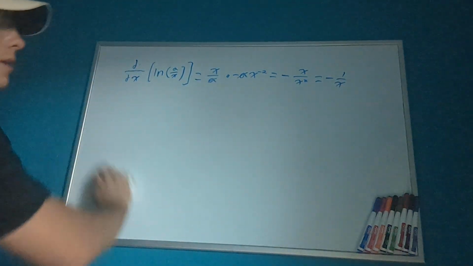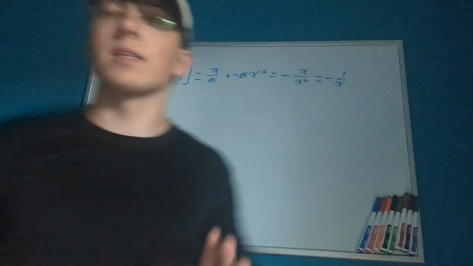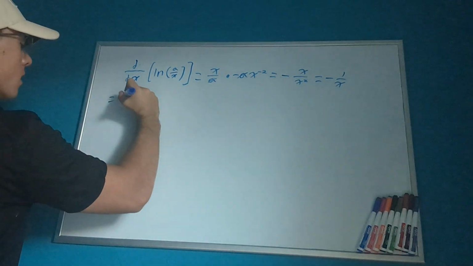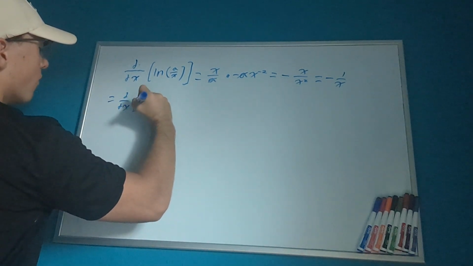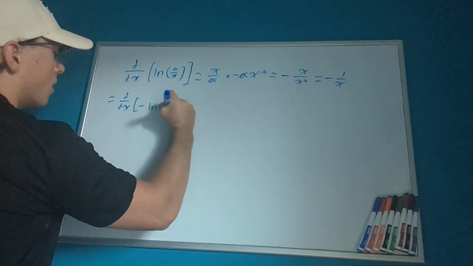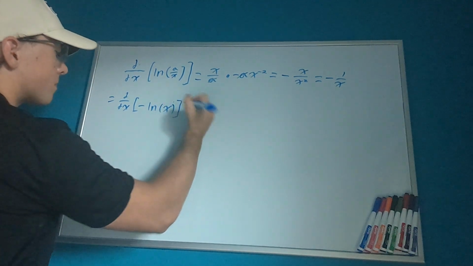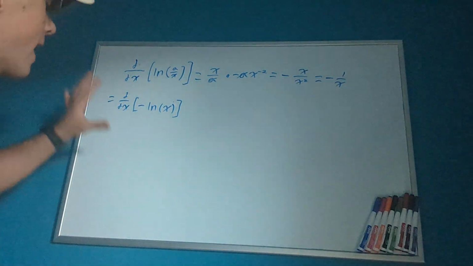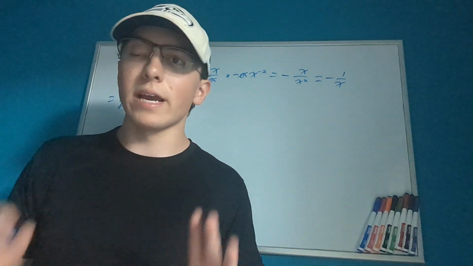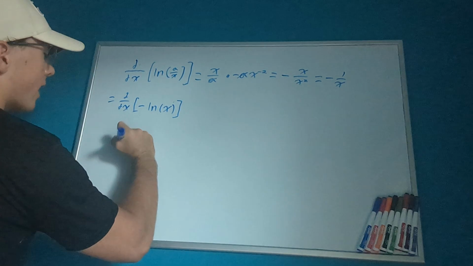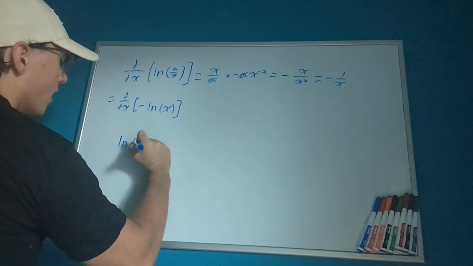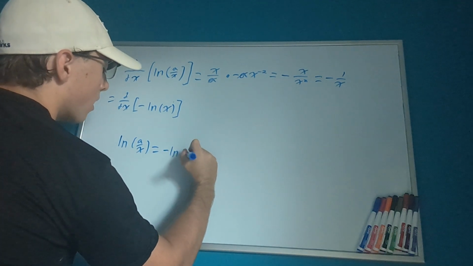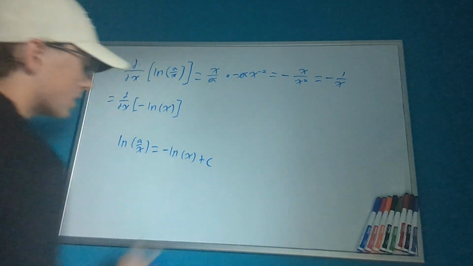Now, negative 1 over x doesn't equal the derivative of natural log of x, but it does equal the derivative of the negative natural log of x. Once again, for the last time, we can use that corollary to say the natural log of a over x equals the negative natural log of x plus some constant c.